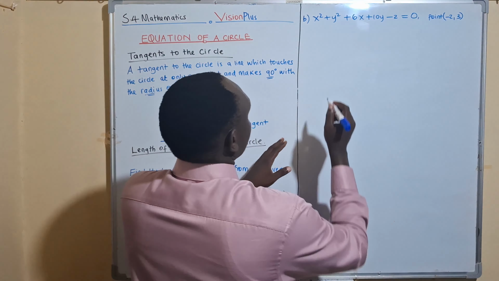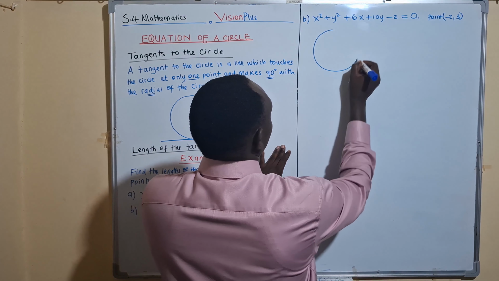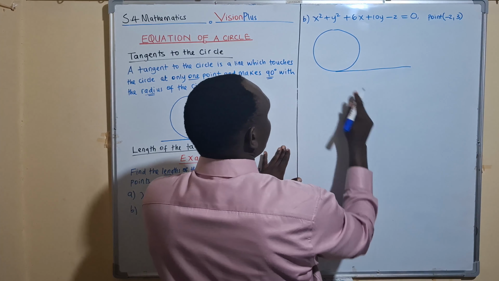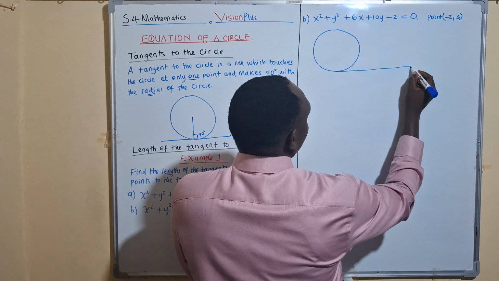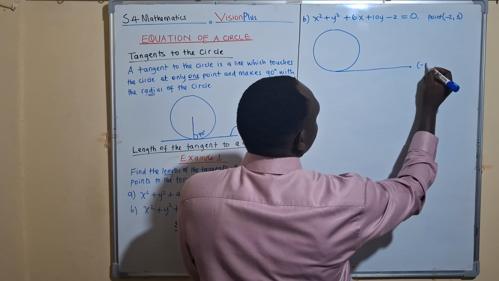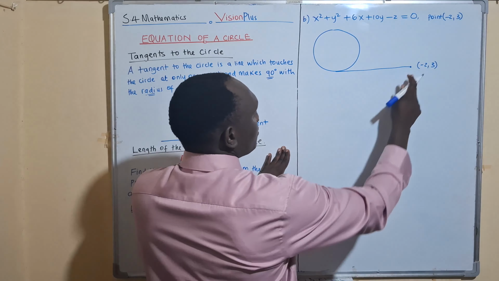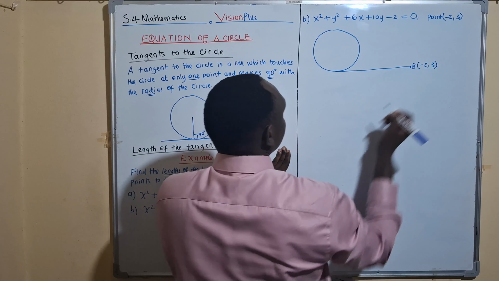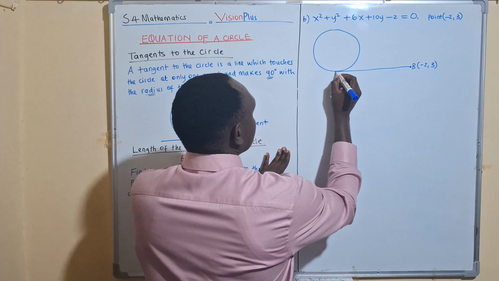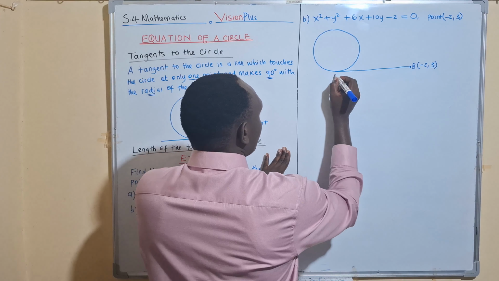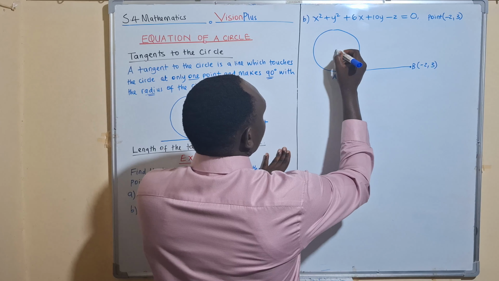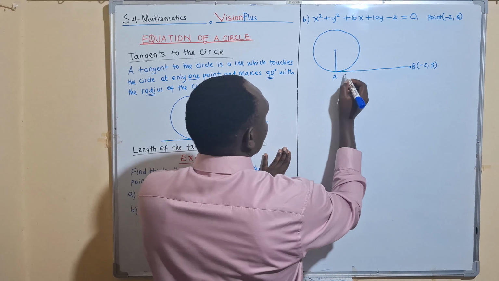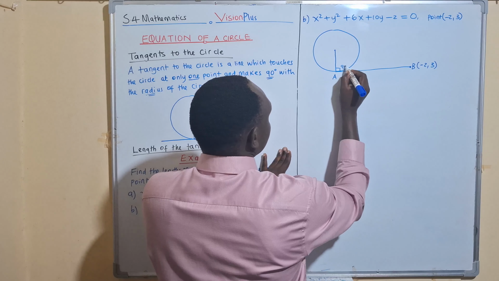To simplify our work, we sketch a circle. When you draw, you say this is my tangent to the circle. Use a straight line, and it's coming from the point (-2, 3). Let me call this point B, and the point where it meets the circle, point A. Remember, the circle has the center in the middle, and the radius is perpendicular to the tangent. This makes an angle of 90 degrees.